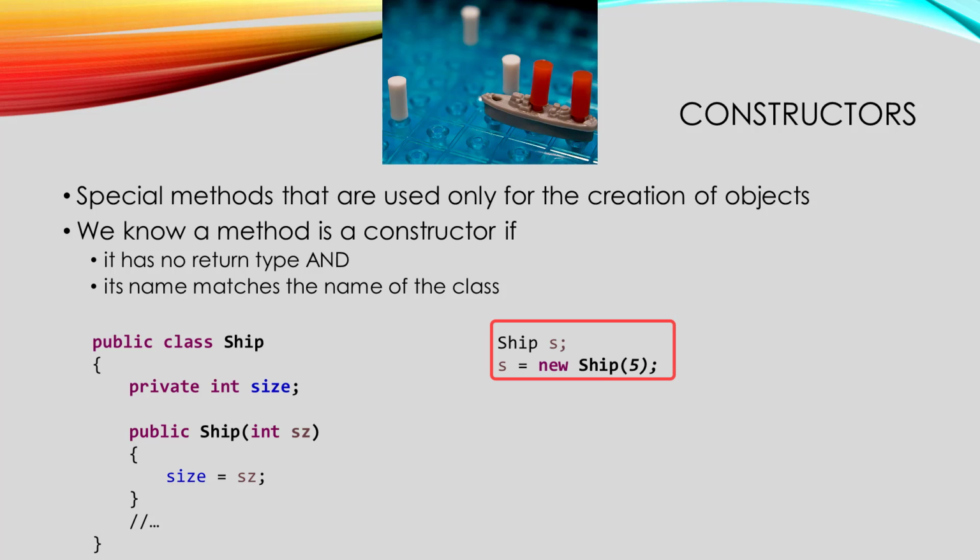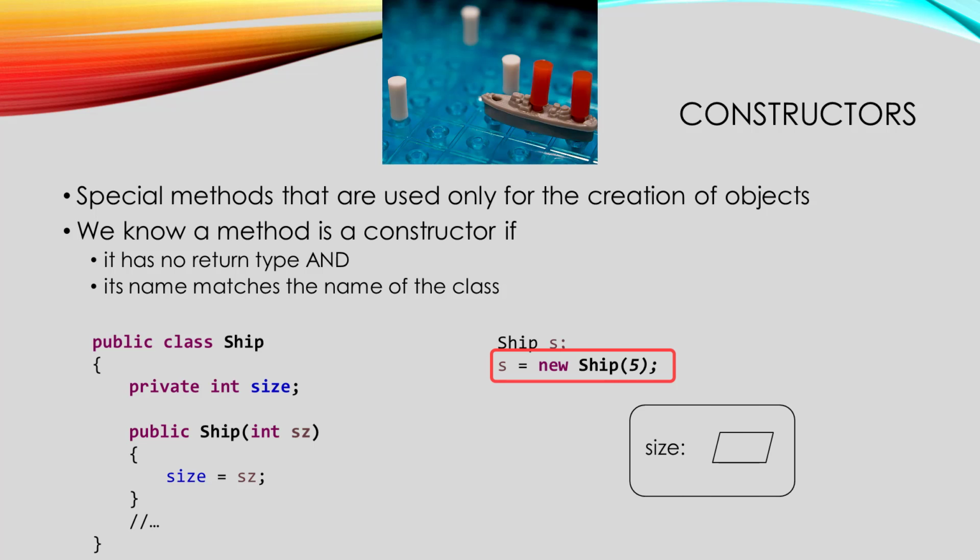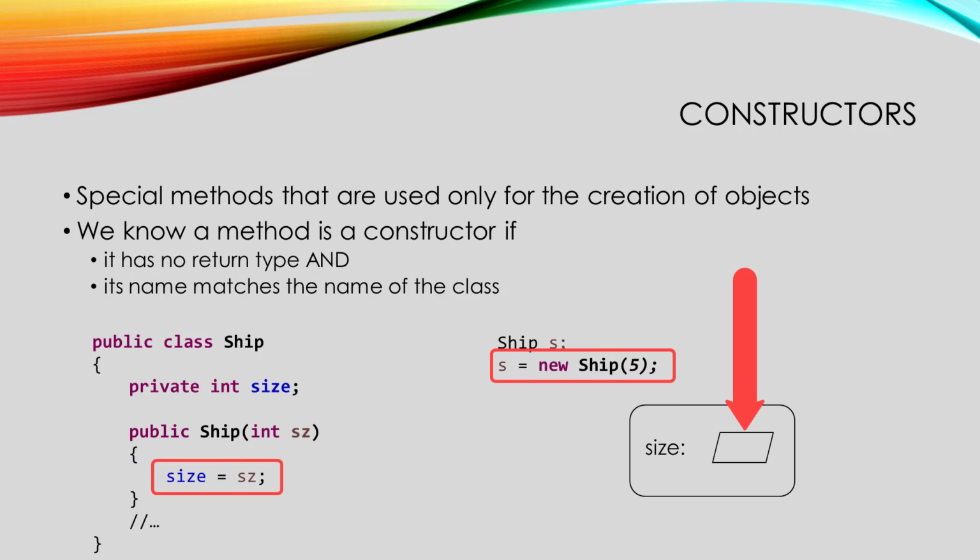This is an example of how we would use that to create a ship object. This declares a variable whose name is s and whose type is Ship. The new statement will call the constructor, passing the 5 into the parameter. The constructor will allocate the space for the object, and this assignment statement will copy that value from the parameter into the instance variable of the object that is being created. The new statement will evaluate to a reference to that new object, and that will be stored into s.